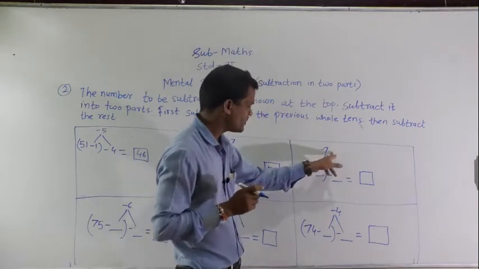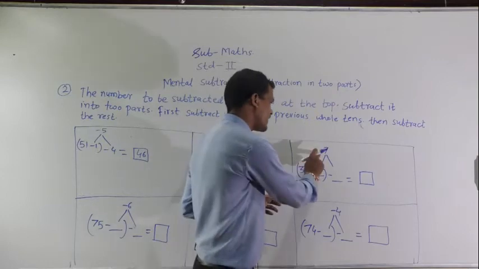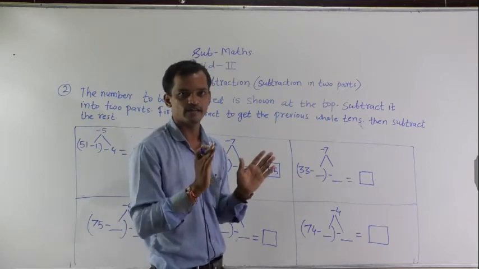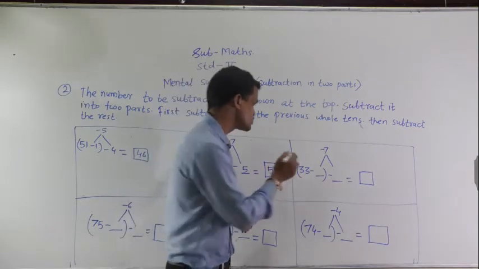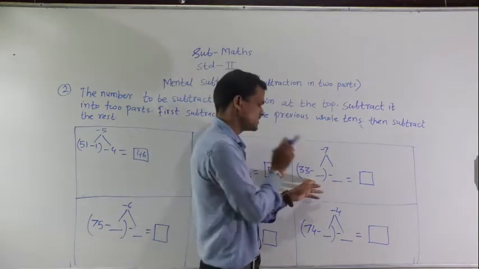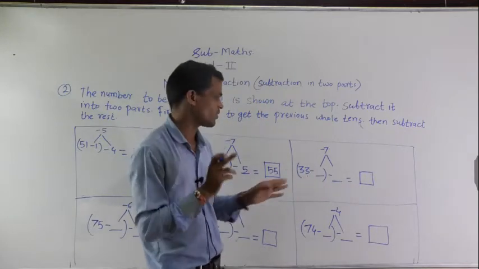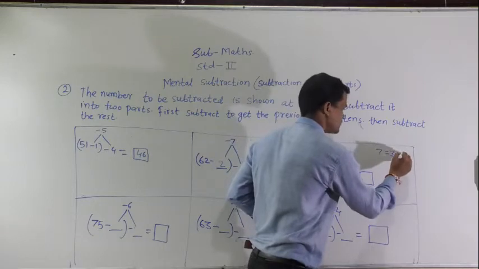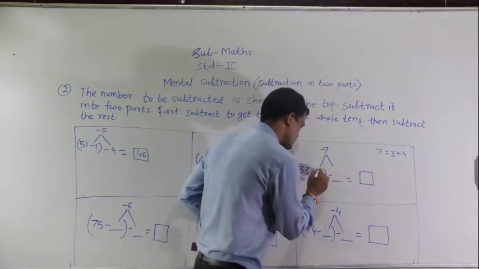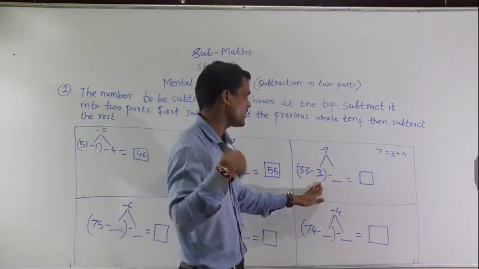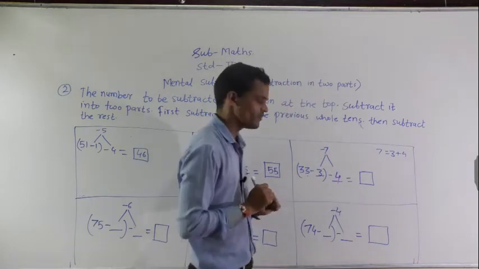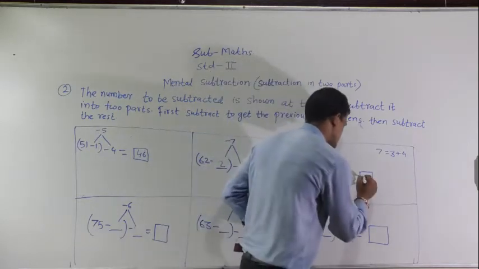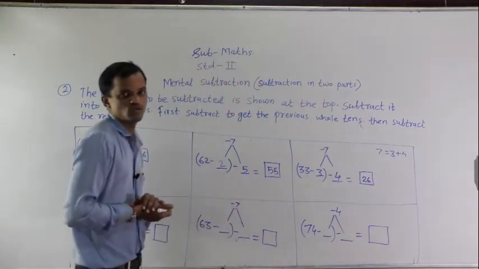Then next, 33 minus 7. We have to subtract 7 from 33, but divide this 7 in two parts. When you subtract the first part, you will get the whole tens, and then subtract the next part. Just see the one's place digit of this 33, that is 3. So first subtract 3 from 33, and 7 is equal to 3 plus 4. First subtract 3 from 33, you will get 30, and then subtract 4. Now 33 minus 3, 30, and 30 minus 4, 26. Like this you have to solve the examples.